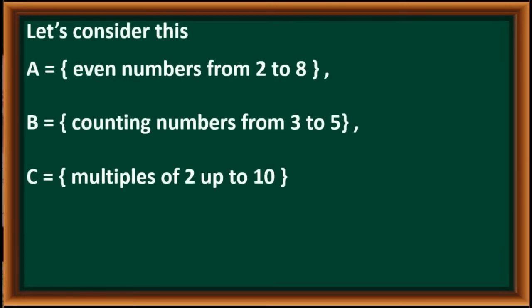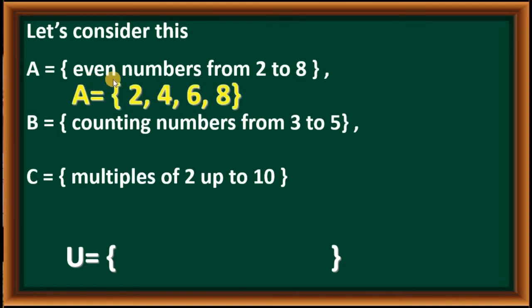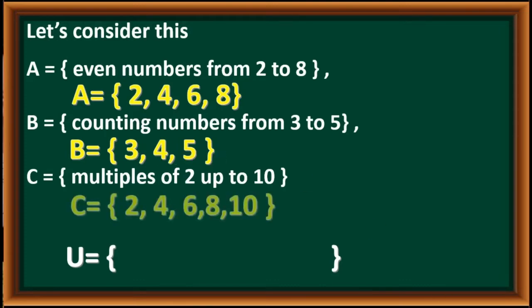Let's consider this. My set A are all even numbers from 2 to 8. My set B are all counting numbers from 3 to 5. And my set C are all multiples of 2 up to 10. Now, my set A are even numbers from 2 to 8, so those are 2, 4, 6, 8. My set B are counting numbers from 3 to 5, so that's 3, 4, 5. And my set C are the multiples of 2 up to 10, so those are 2, 4, 6, 8, 10.